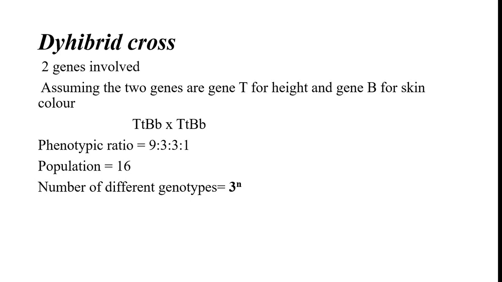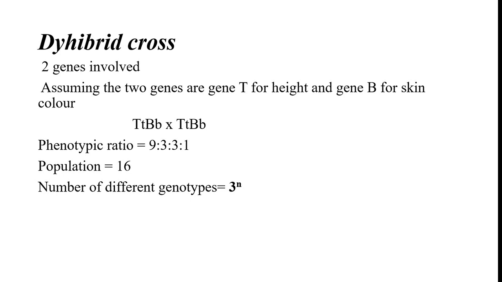Then we use the formula 2 to the power n to calculate the number of different phenotypes. So if in the dihybrid n is equal to 2, then 2 to the power 2 will be equal to 4. That will be the number of different phenotypes.